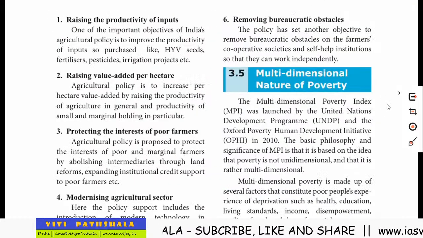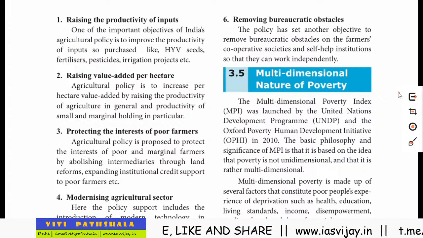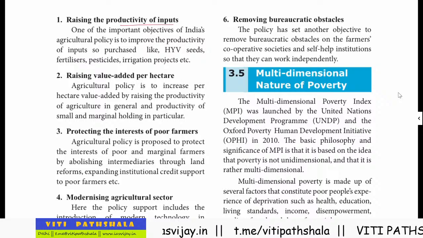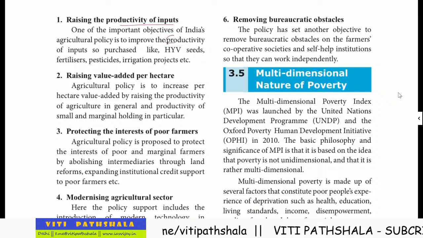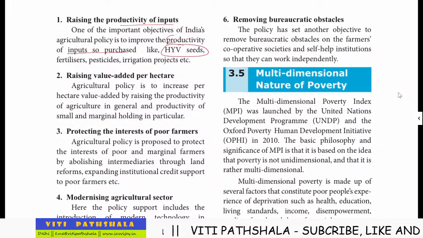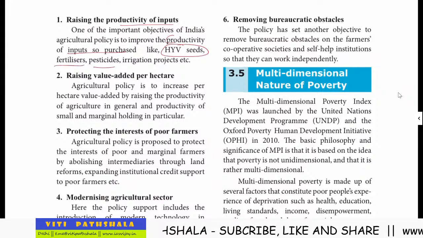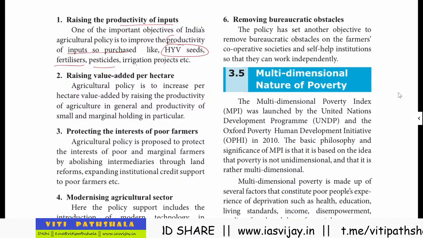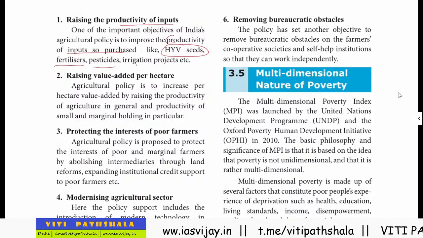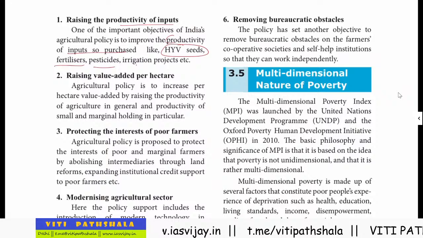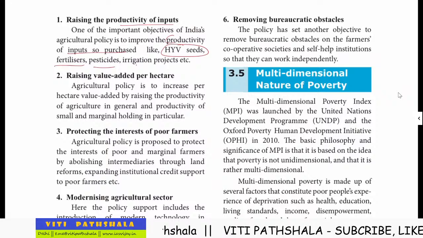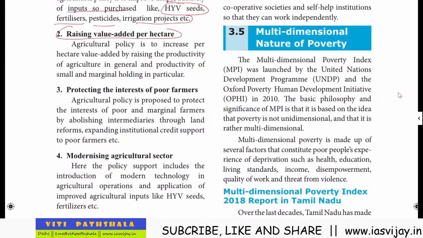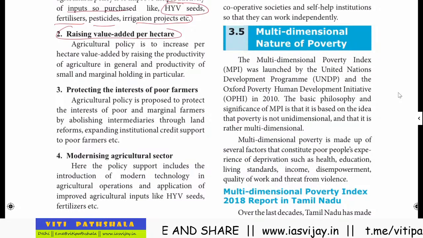Okay, so the raising of the productivity of the inputs. Now one of the important objectives of India's agricultural policy is to improve the productivity of the purchased inputs, like HYV seeds, fertilizers, pesticides, irrigation projects, etc. Now next comes raising the value added per hectare. Agriculture policy is to increase per hectare value added by raising the productivity of agriculture in general and the productivity of small and marginal holdings in particular.